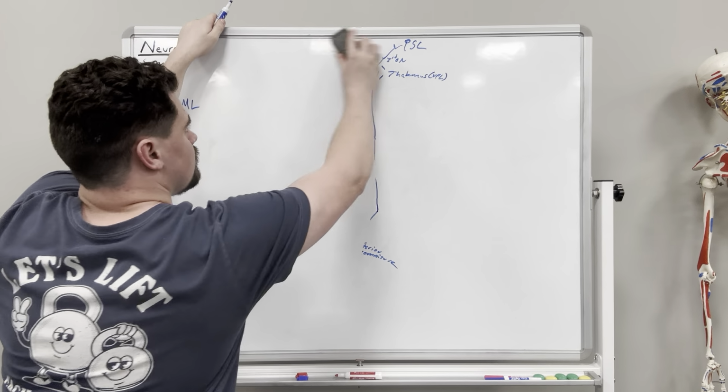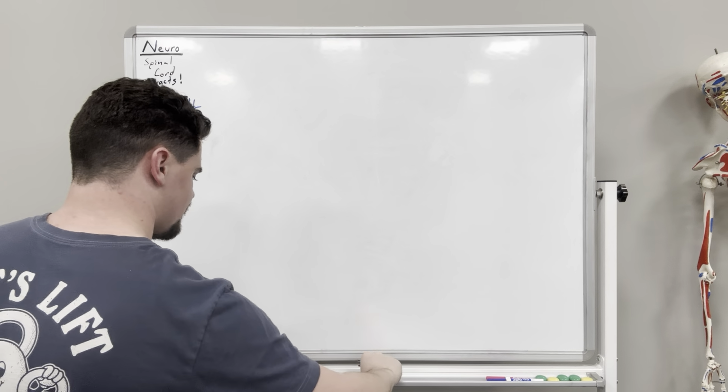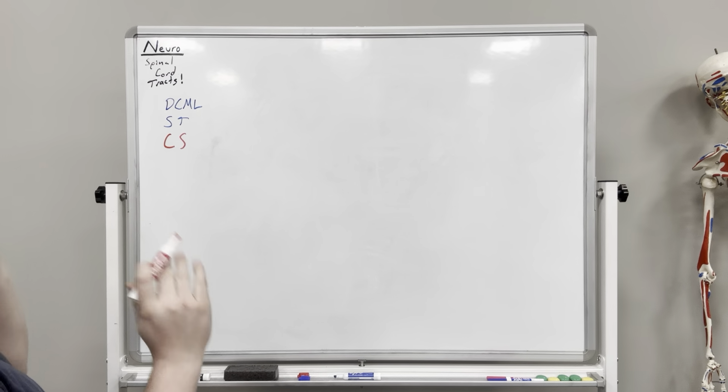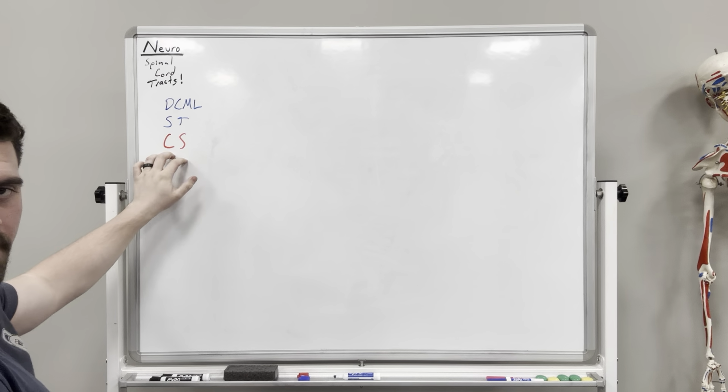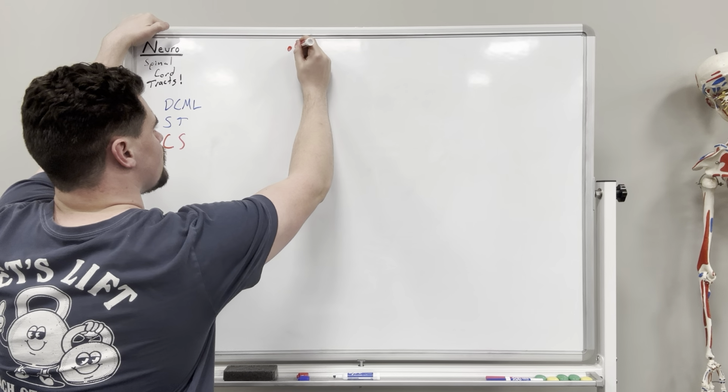Last one. So we covered both sensory, or afferent, ascending tracts. So let's talk about our corticospinal. So corticospinal, it's red. That means it's motor. So we are going to start at the primary motor cortex.